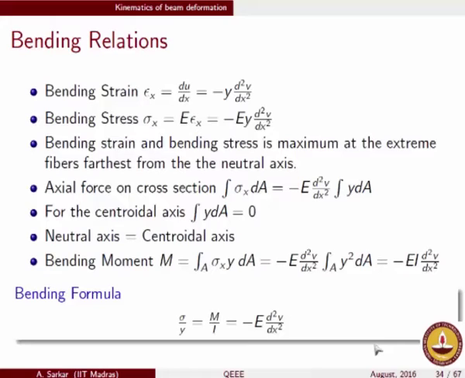Again, the minus in E d2v dx2 may or may not appear in different books depending upon the sign convention, but what we have used here leads us to this formulation. So this is the bending formula that will be widely used. We will use this to solve different problems in the upcoming sessions. For the 2 minutes remaining within the formal session, as well as if you want to overstay, I would like to stop here.